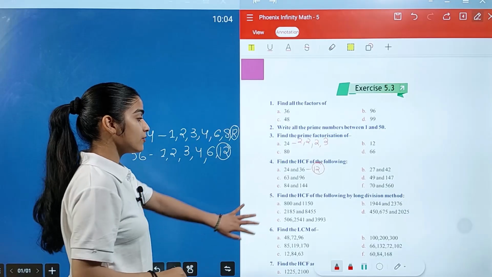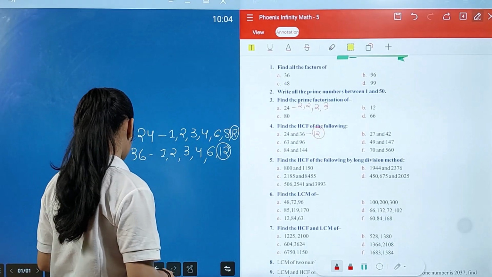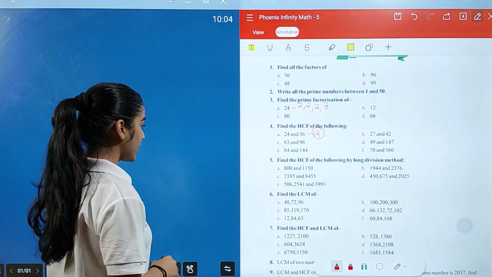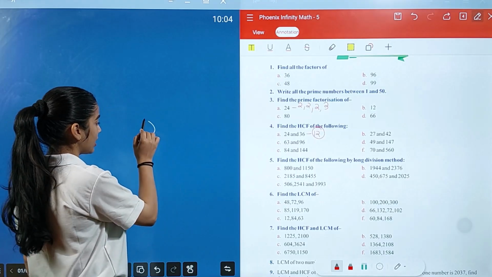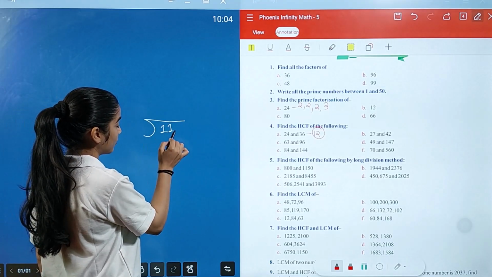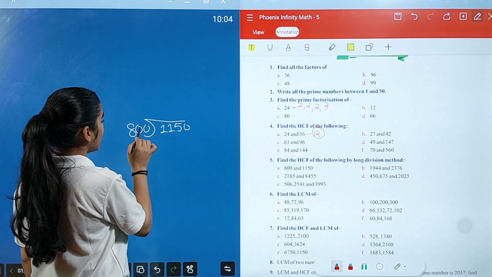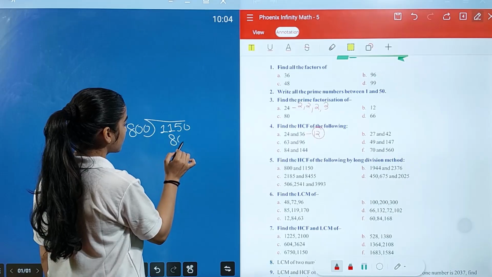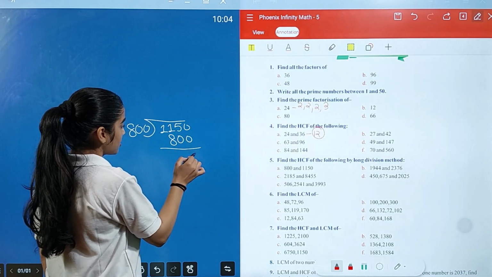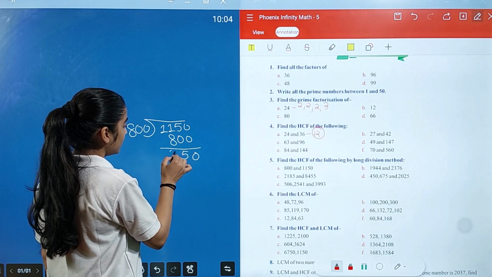Now find the HCF of the following by long division method. So in long division method, what we have to do, we just have to keep changing our dividend and divisor to find out the HCF of the given numbers. So here we have to divide 1150 by 800. So we subtracted and got the remainder 350.